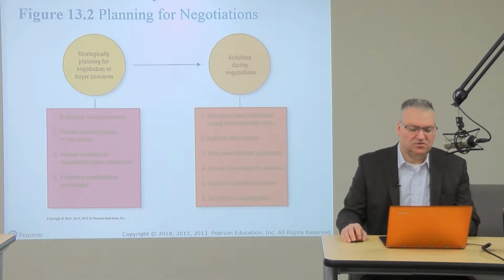When you plan for negotiation, you're strategically planning for the negotiation of buyer concerns. You anticipate their concerns, review common types of resistance, and review methods of negotiating buyer resistance. You prepare a negotiation worksheet. Some of the activities during negotiations will be recognizing and understanding verbal and nonverbal cues, validating the problem, finding some point of agreement, not allowing anger to take over, answering your customers' concerns, and being alert for closing cues.